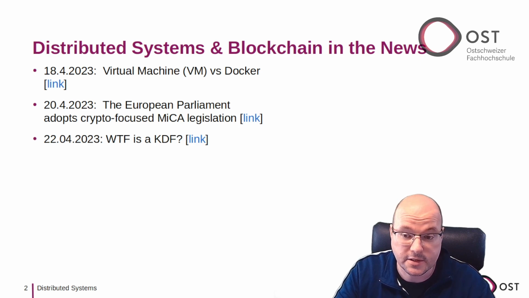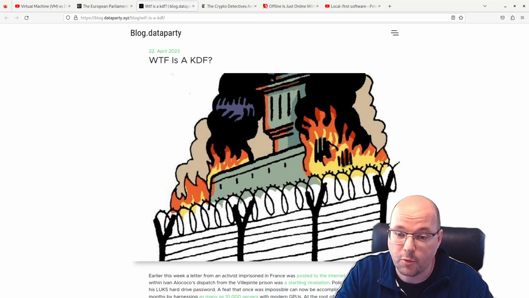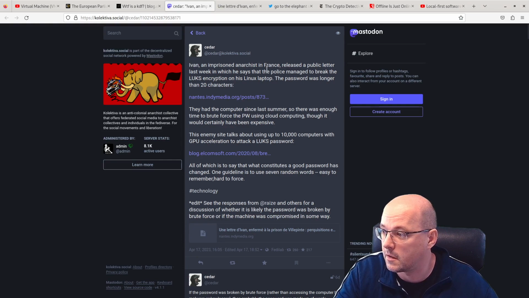The next article is about security. It's the following article here. It's about the case where French police was able to crack an encrypted hard drive. It is estimated that they were using 10,000 servers with GPUs. So in this article, it's about a password that's supposed to have a length of 20 characters, and they are estimating to have used something like 10,000 computers with GPU acceleration to actually brute force this password.